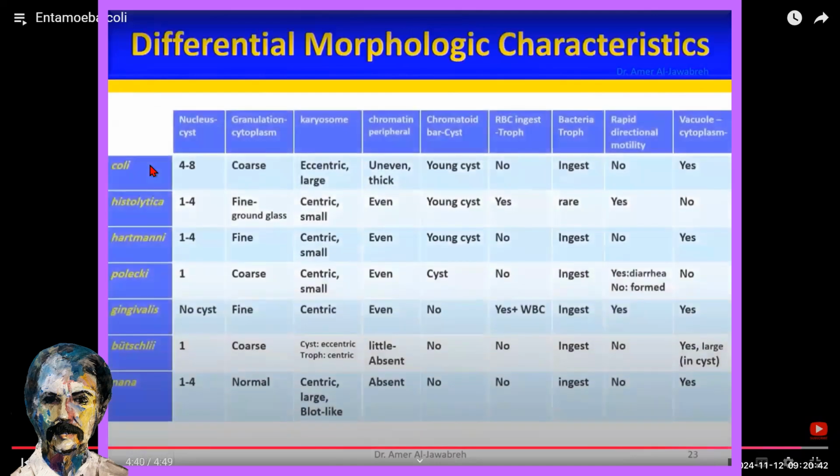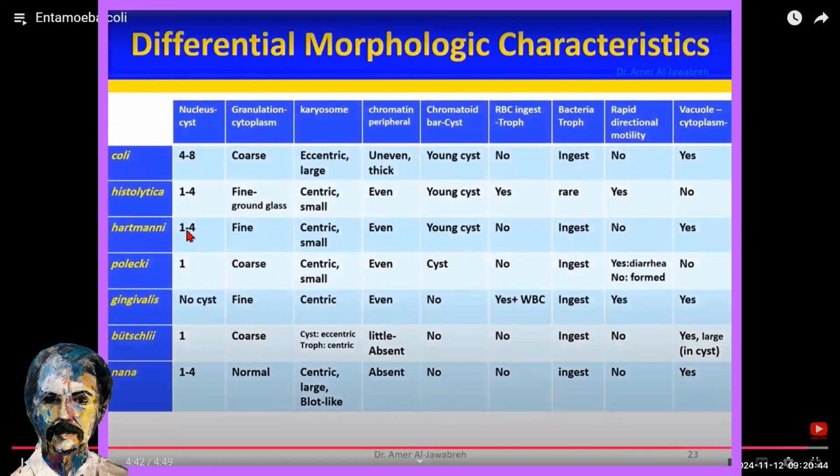E. coli, 4 to 8, compared to 1 to 4, 1 to 4. Granulation, coarse. Lots of debris and food are just engulfed. Fine, fine, eccentric and large. If you see here, most of them are centric, except this one. Maybe this one because it's the cyst only. But in general, the one that is eccentric is the E. coli. Uneven and thick, that's the chromatin here almost all the time, either absent or even.